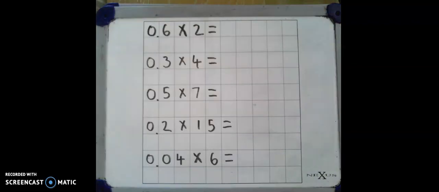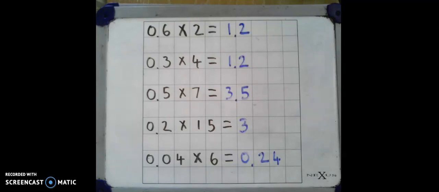Here are 5 calculations for you to have a go at using that method. 0.6 times 2, 0.3 times 4, 0.5 times 7, 0.2 times 15, and 0.04 times 6. You should pause the video now, solve them, and then unpause to check your answers.